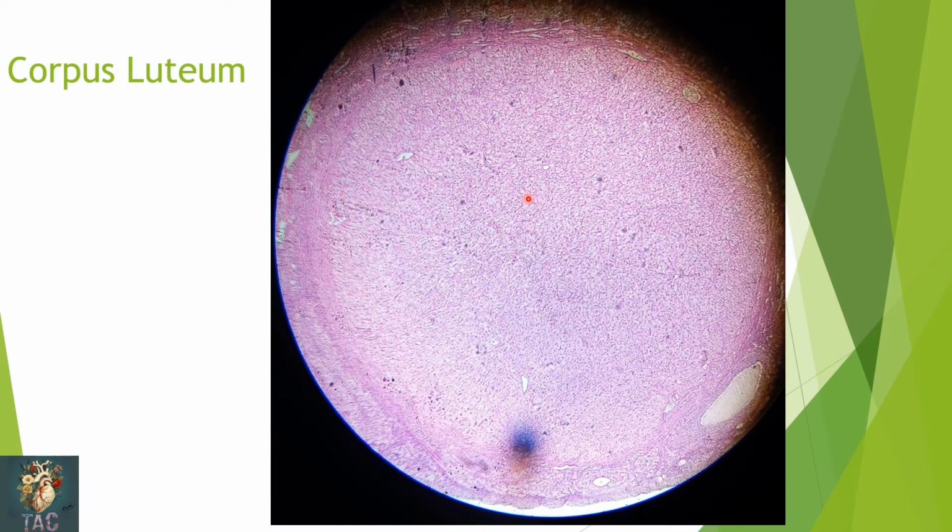So another diagram of the ovary, here you can see the corpus luteum. The corpus luteum is formed after ovulation, and luteinization of the cells occurs, as a result of which the granulosa lutein cells and theca lutein cells are formed. So the inner cells are the granulosa lutein cells, and the outer cells are the theca lutein cells, which are present outer to the granulosa cells.